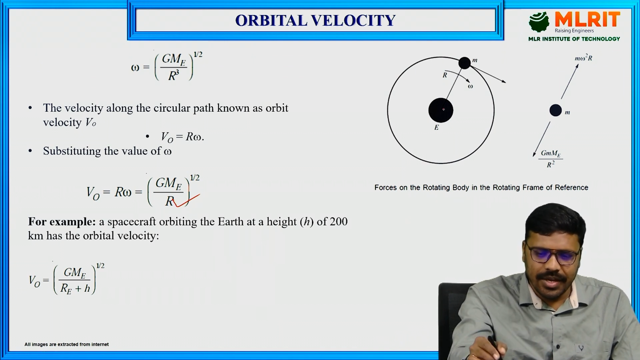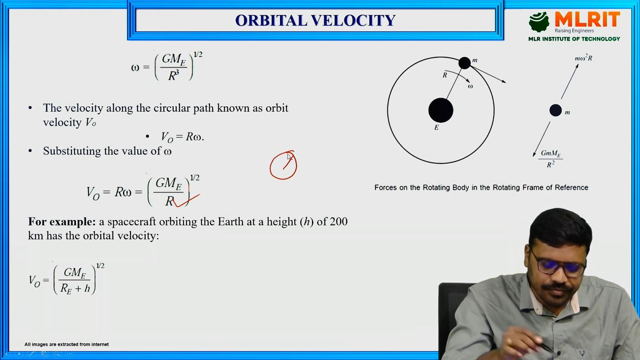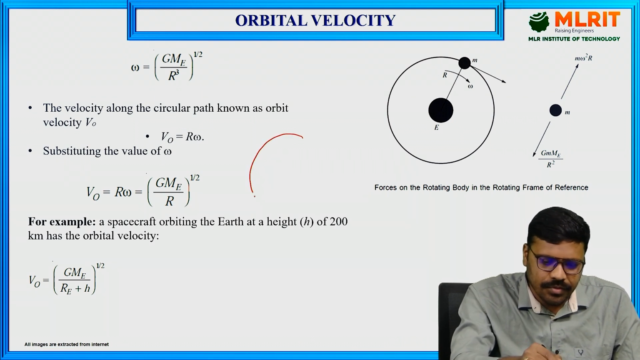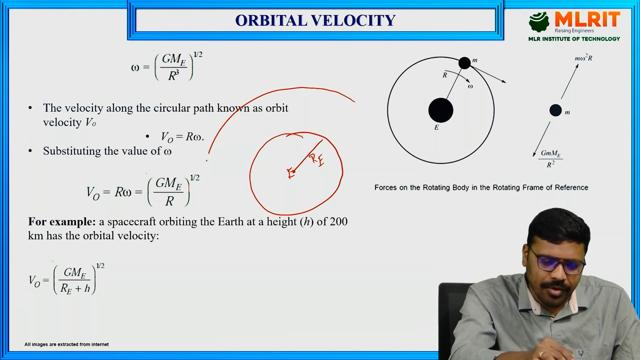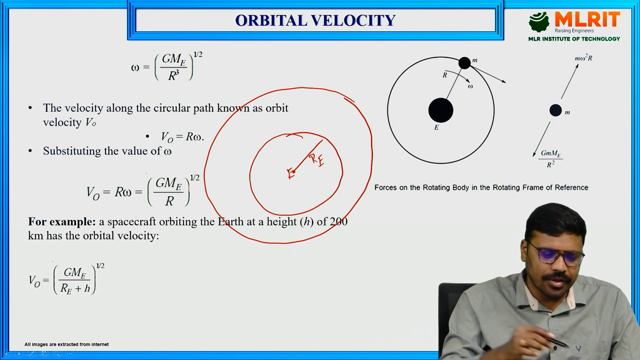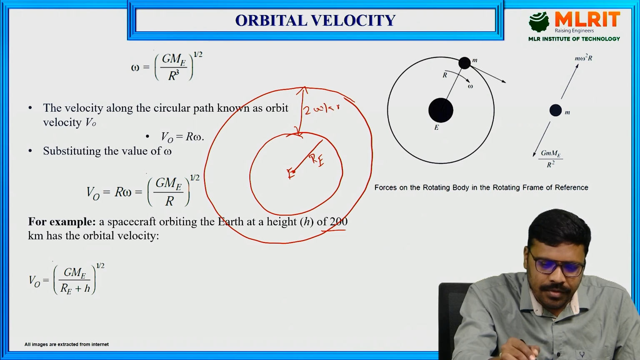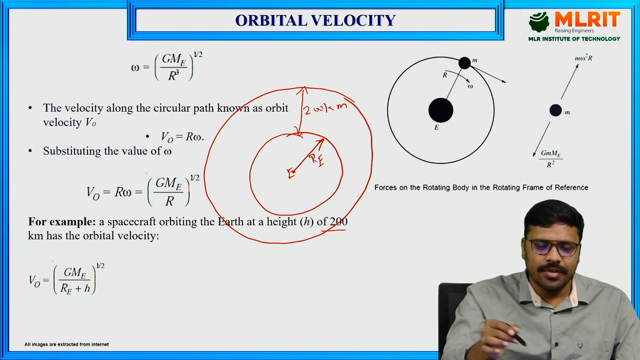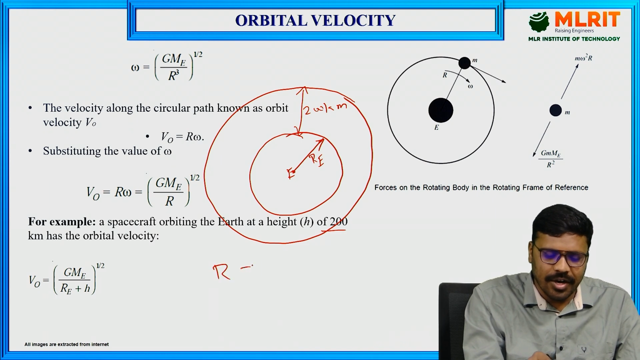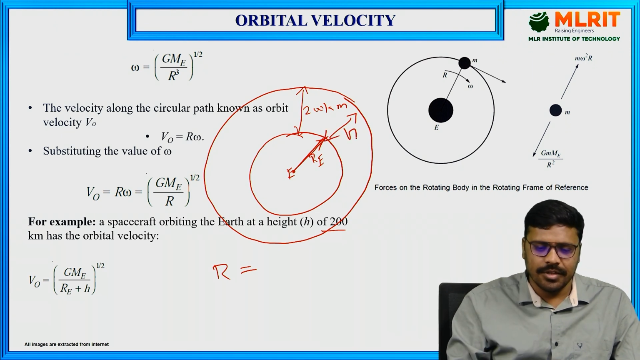So I will consider again: this is earth having some radius. Okay, this is earth, this is the center of the earth, and this is the radius of the earth, and the orbiting body. This is the orbit. And what is this distance? It is 200 km. This is the radius of the earth, right? So what will be the radius of the orbit now? The radius of the orbit r is equal to the radius of the earth plus the altitude h of the object. So that is what is substituted here.